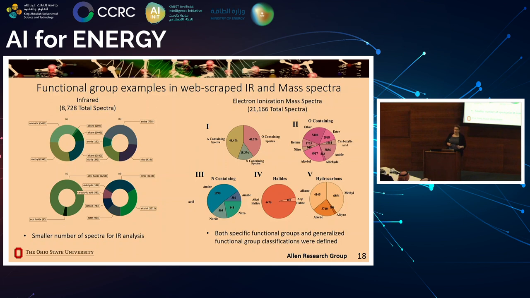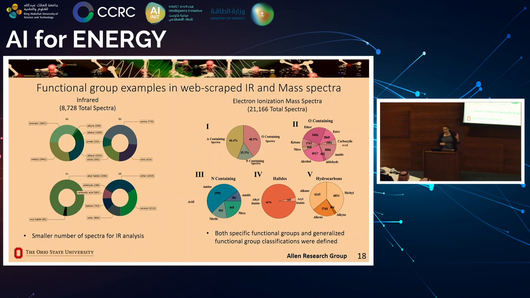And one of the other things I want to talk about in terms of the mass spectrometry project, we wanted to not only look at individual functional groups to get a metric of the specificity of this approach, its ability to really hone in on the spectroscopic signature of a single functional group, we also wanted to look at how generalized this can be. So beyond looking at single functional groups, we have these generalized classifications, which I will talk about a few different times.